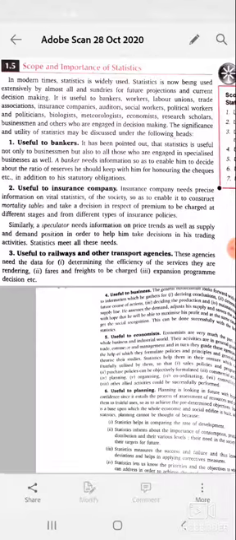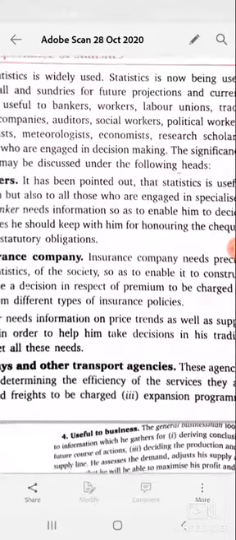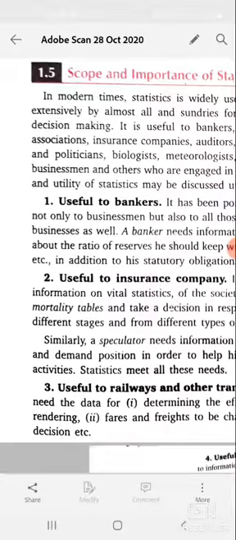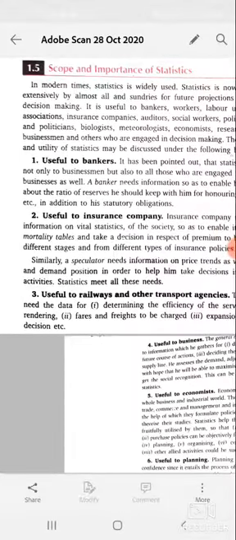In the previous class, we discussed the nature of statistics, that is, statistics as a science or statistics as an art. In this class, we are going to discuss the importance of statistics. Now, what is the use of statistics in the present time? We are going to discuss that in this topic.